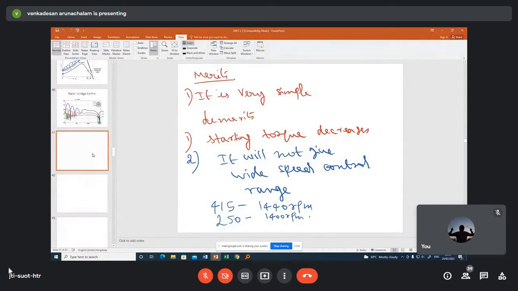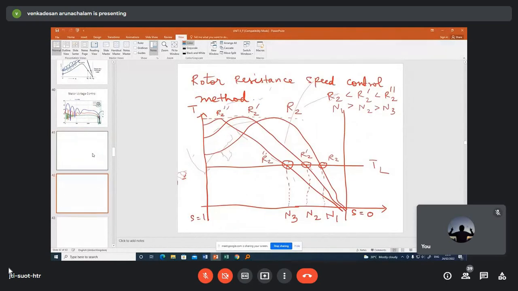Speed control method. I told you that it is very simple. That is the advantage of the stator voltage control method. And the disadvantages are that starting torque decreases when you decrease the voltage, and it will not give a wide speed control range. So those are the advantages and disadvantages of the stator voltage control method. Next we will see the rotor resistance speed control method.